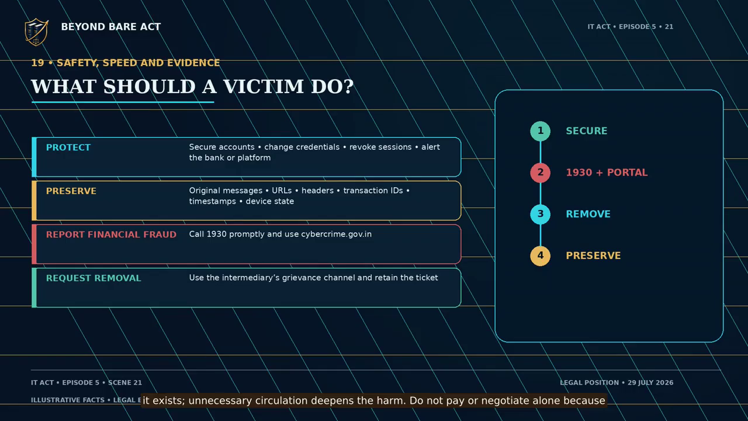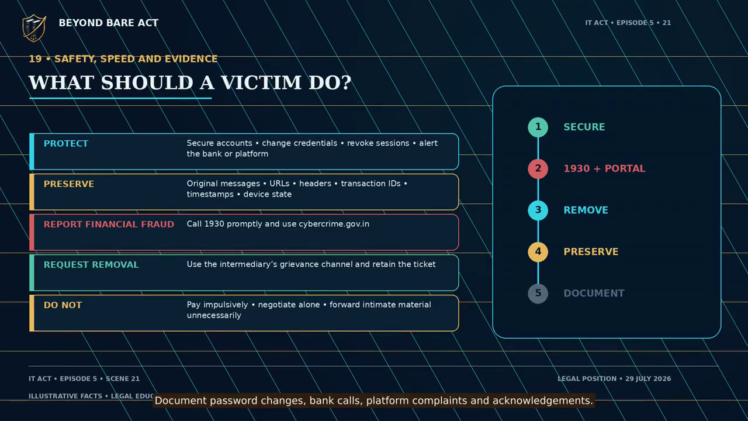Do not pay or negotiate a loan because the offender demands secrecy. Seek appropriate police, legal and trusted personal support. Document password changes, bank calls, platform complaints and acknowledgements. Protection, removal and preservation should move together.